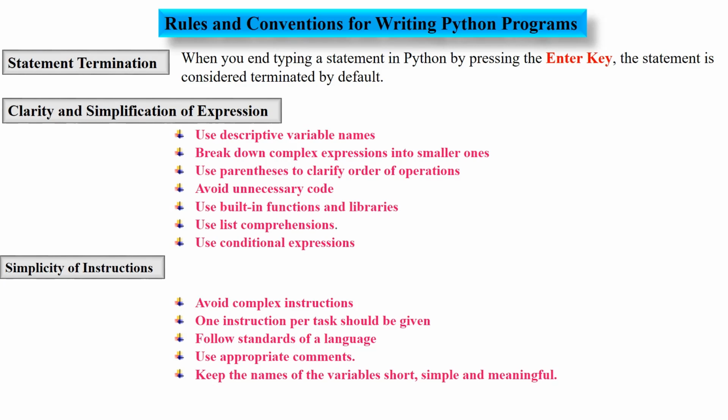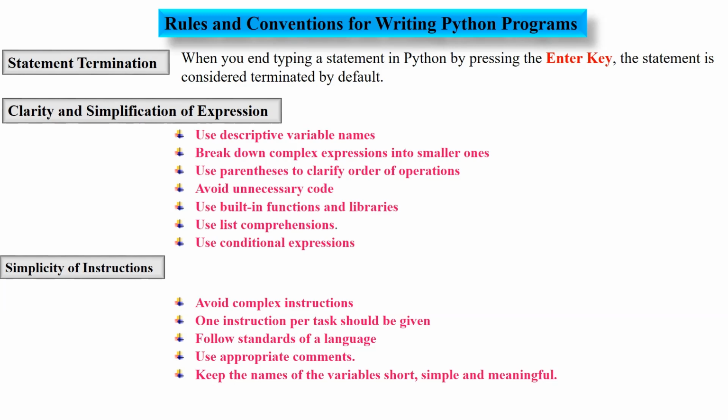Second rule is clarity and simplification of expression. Clarity and simplification of expressions in Python can make your code more readable, maintainable, and easier to understand for other developers. Here are some tips to achieve clarity and simplification in Python expressions. Use descriptive variable names. Use meaningful names for your variables to help you and other developers understand the purpose of each variable.